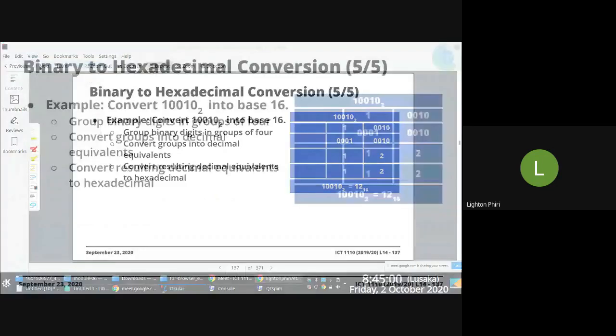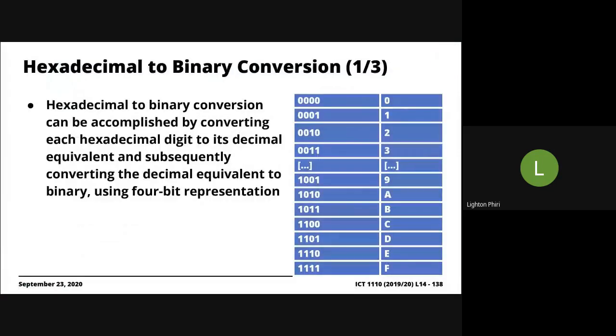Okay. So what about then? How do we do the opposite? How do we convert from hexadecimal into binary?